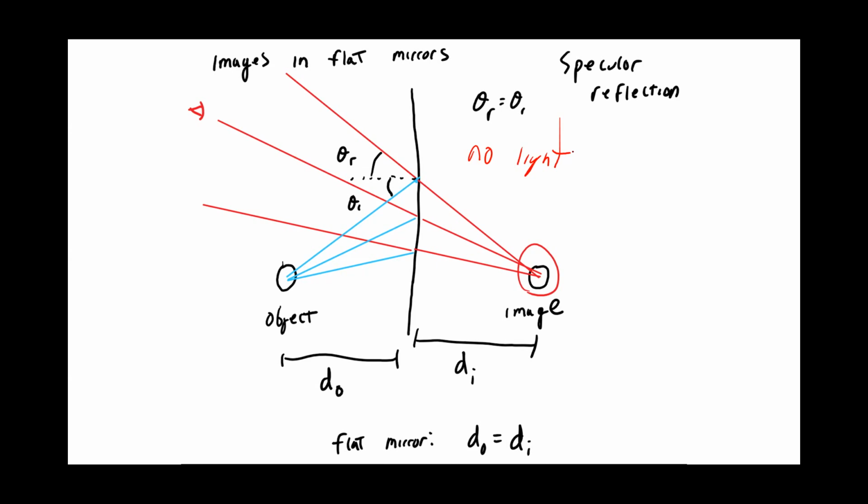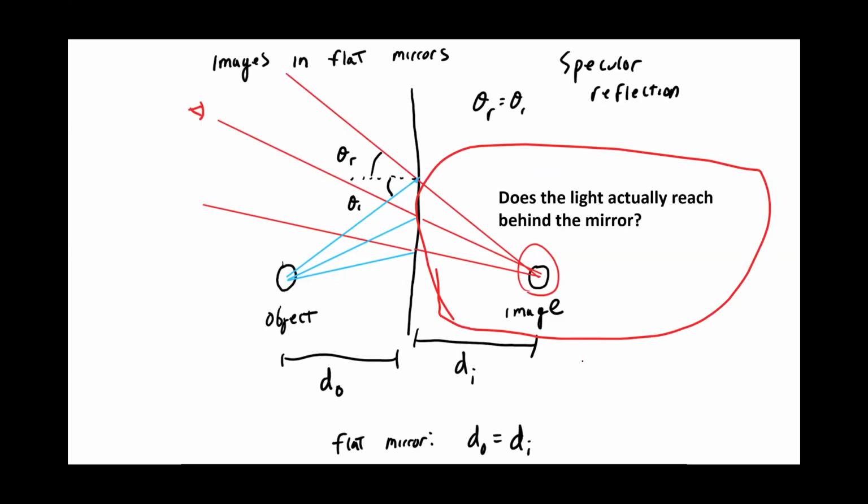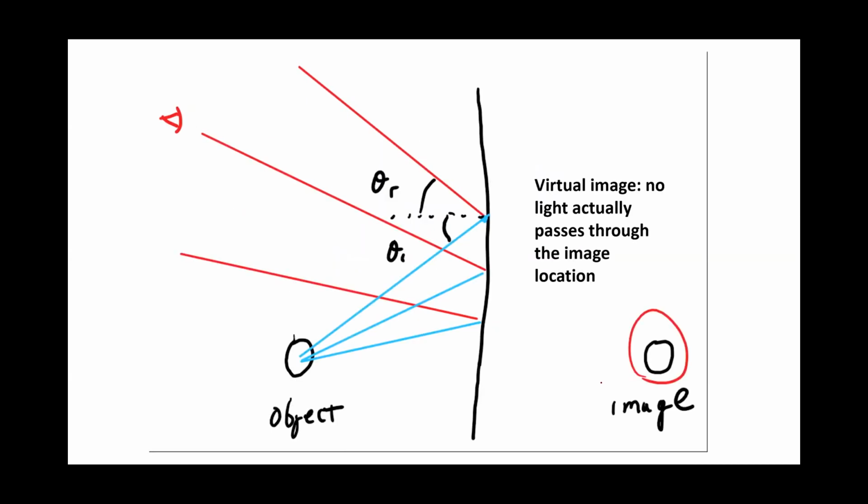The light does not physically have to pass through the image location for there to be an image. When light comes from a geometric point where light doesn't actually pass through, we refer to that as a virtual image. So no light actually passes through the image location. We just think about that location as being a point of divergence for the reflected rays. And the way we find this point of divergence is by just using straight edges to trace reflected rays back until we see that multiple reflected rays have converged at the same point.